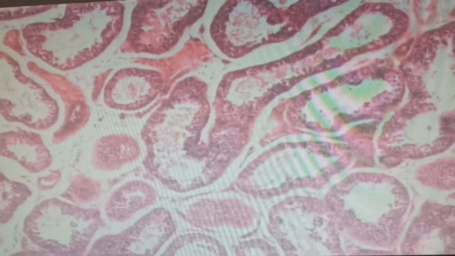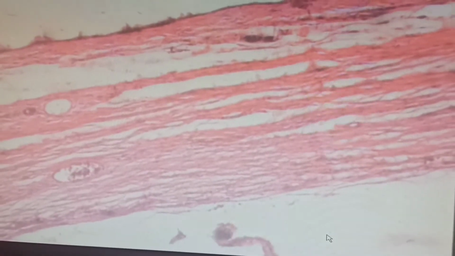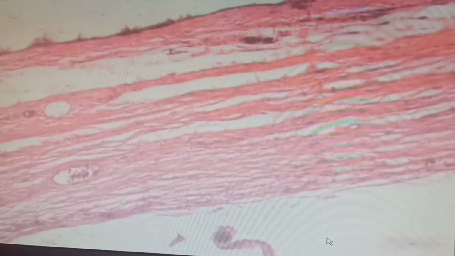As you know, the testes from the outside has a thick capsule called tunica albuginea. You can see this capsule from the outside. Tunica albuginea: dense connective tissue with collagen fibers.